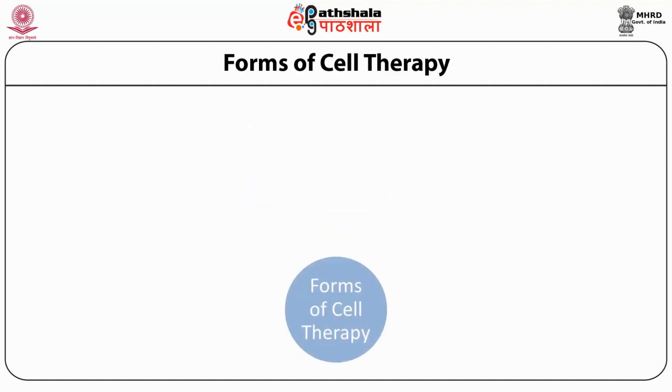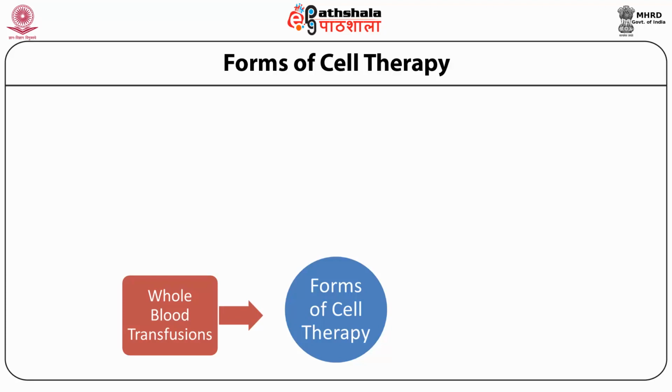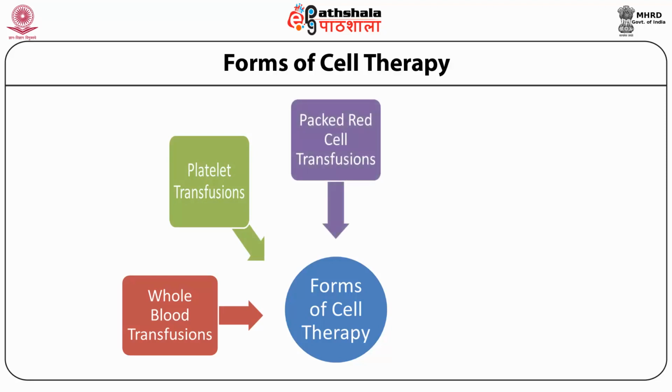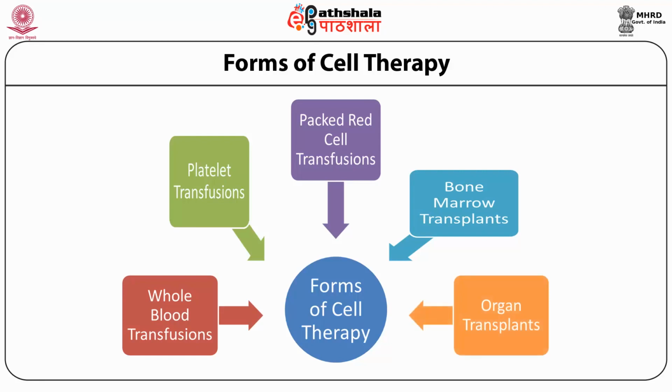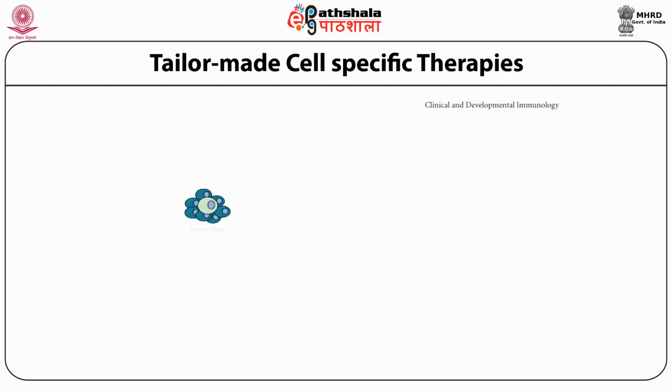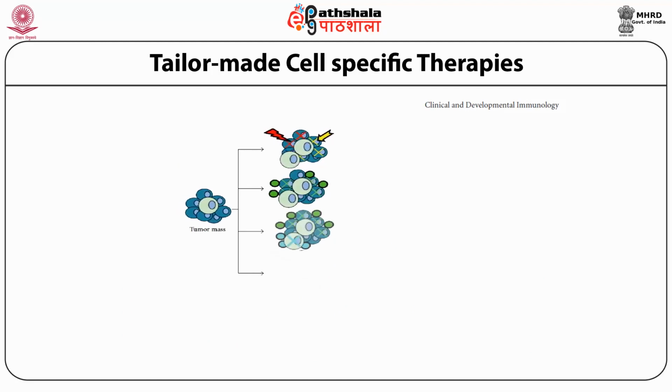There are many forms of cell therapy, as I previously told you, like whole blood transfusions and platelet transfusions. We can isolate packed red cells and transfuse them. Bone marrow transplant is one of the options, and in fact even organ transplants come under forms of cell therapy. There are many tailor-made, cell-specific therapies, like in the case of cancer.